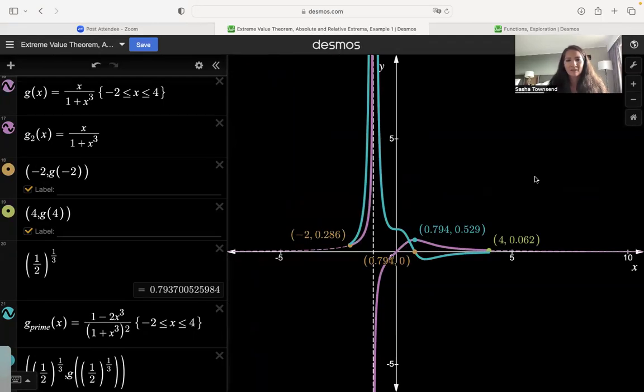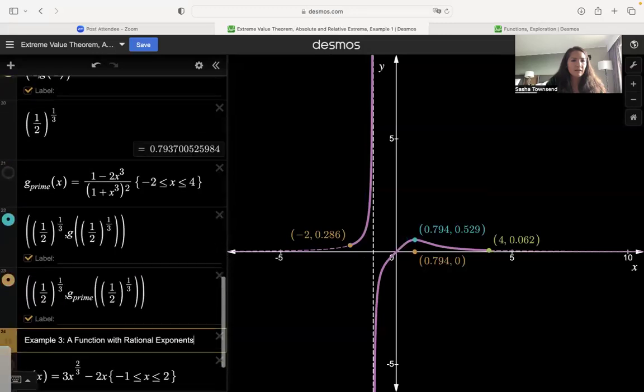The extreme value theorem itself doesn't apply because the function has an infinite discontinuity at x equals -1. But we can still explore for relative extrema. Let's get rid of that derivative value. We have a relative minimum here at x equals -2 of 0.286. We could just plug in -2 and get an exact answer if we wanted. That's a relative minimum. It's the smallest y value nearby. And then at x equals 4, we also have a relative minimum of 0.062.